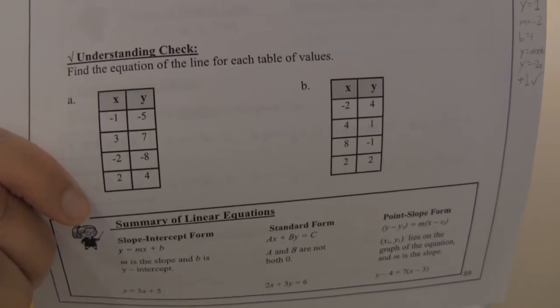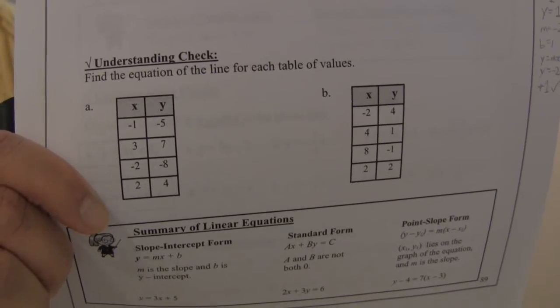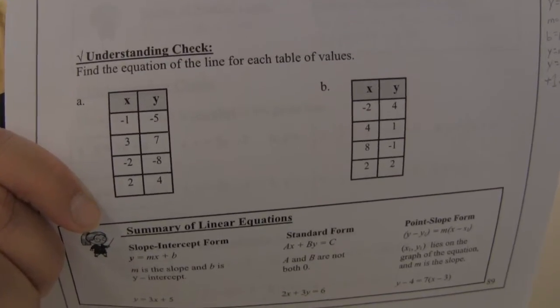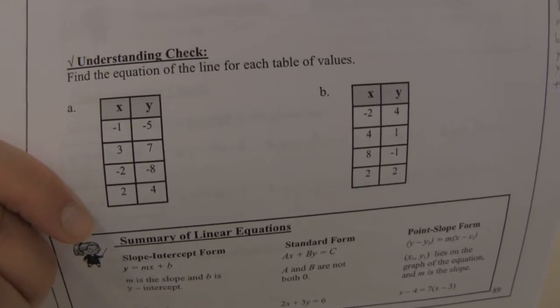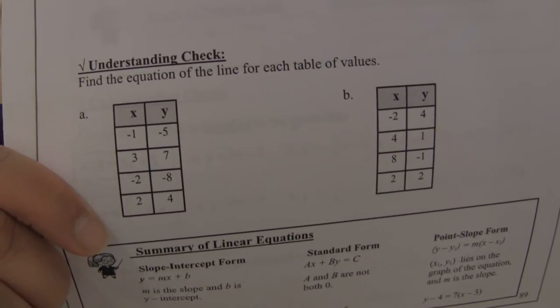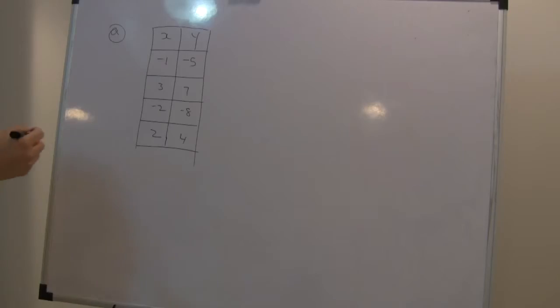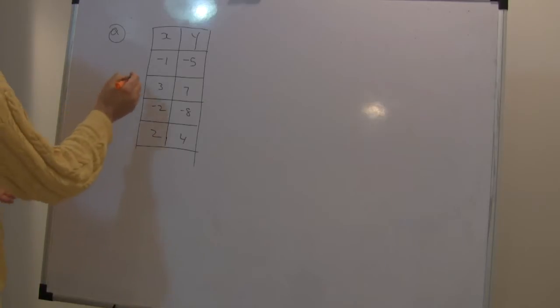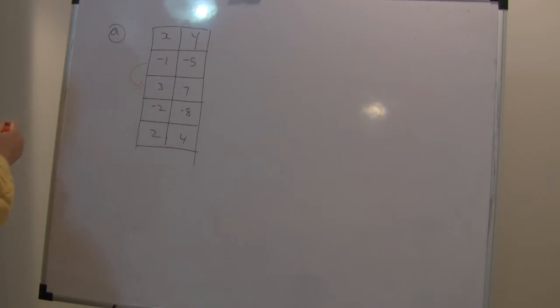Take a look at these understanding checks A and B. Pause if you need to. I'm just going to do A on the board. Same as before, first you find the change for x and y. So what's the change here? It's 4.